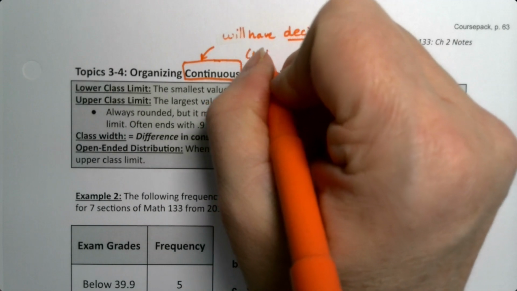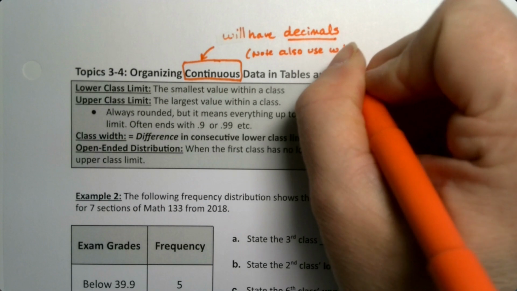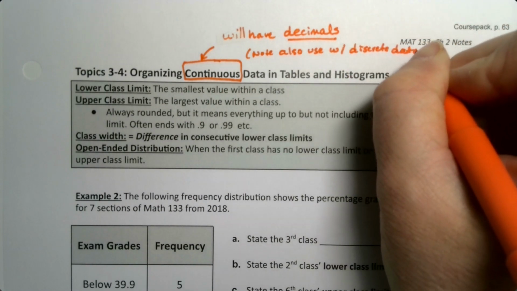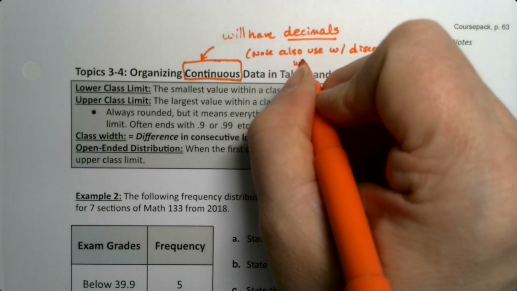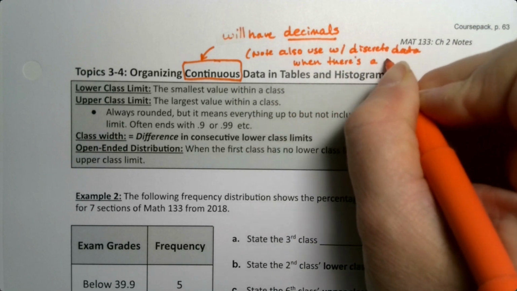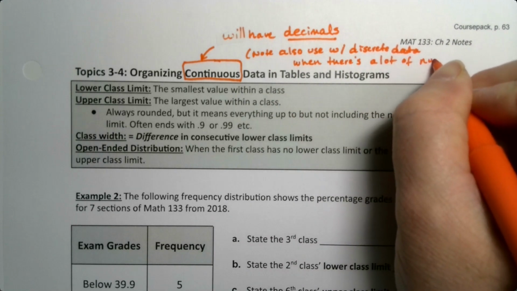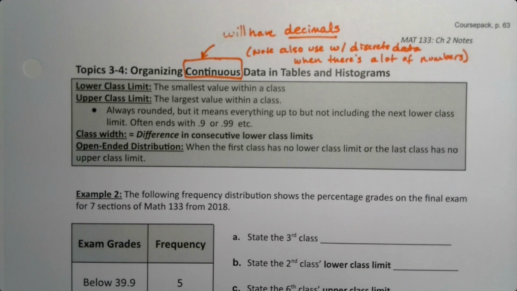So note, we also use it with discrete data when there are a lot of numbers. So I'm talking about it specifically for continuous data here, but it can also be used for discrete data under certain circumstances. Basically, it's numbers, right?